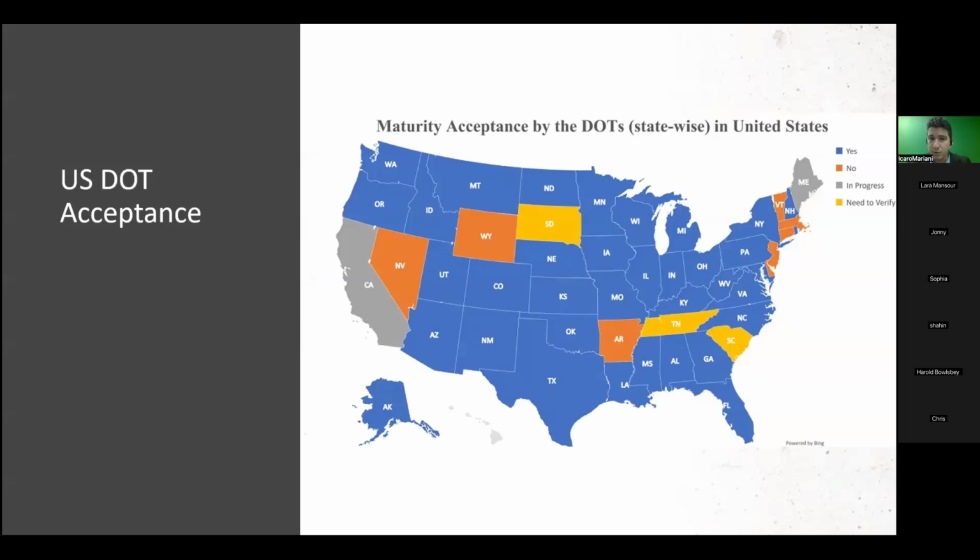Here is just an example of maturity acceptance by DOTs. So if you see a lot of the states, they are accepting the maturity method. Some of them are in progress of accepting it. And some of them are not quite there yet. So what we're seeing is that the majority of DOTs across America are accepting the maturity method as a means of calculating your strength.